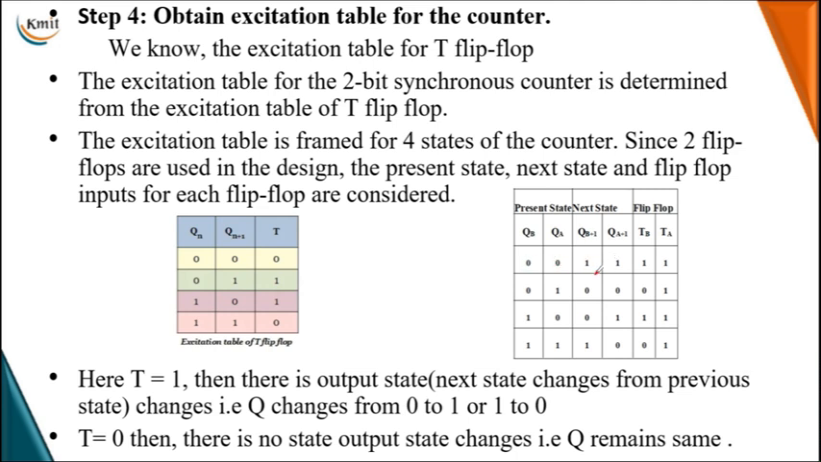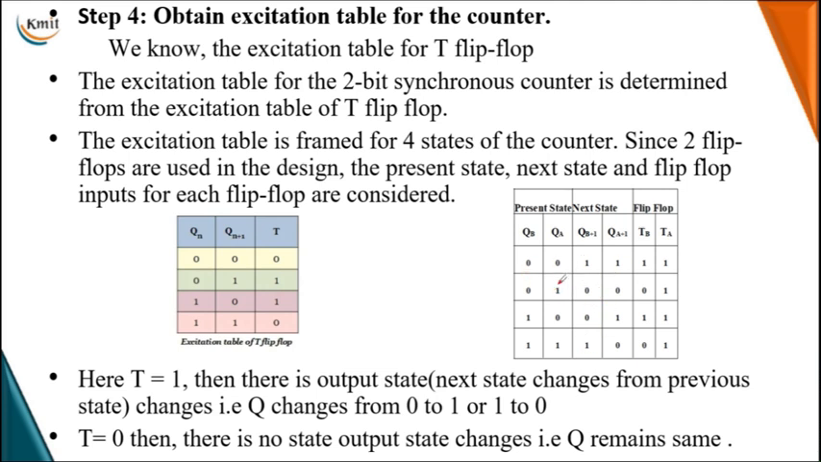Now, based on your state diagram, we have drawn the present state and next state. The initial state is 0 0, the next state is 1 1. If your initial state is 0 1, the next state is decremented by 1, which is 0 0. If the initial state is 2, the next state is decremented by 1, 2 minus 1 is 1, so the binary equivalent is 0 1. If the present state is 1 1, the next state must be 1 0, which will give you the down sequence.